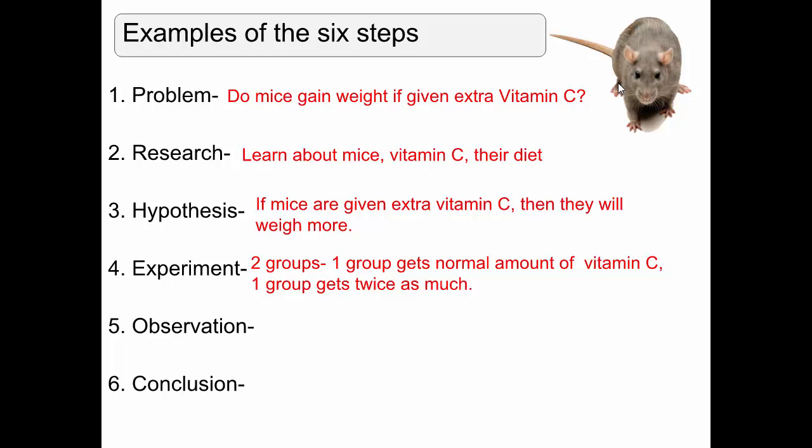That leads us to our observation step. If you remember back to the observation, this is when we gather our information, we collect our data. So what are we observing in this experiment? What would we be looking at? Gavin? You'd be looking at if a rat is heavier with more vitamin C than the rat with a normal amount. Right, so what are we measuring? Weight. The weight of the rat.